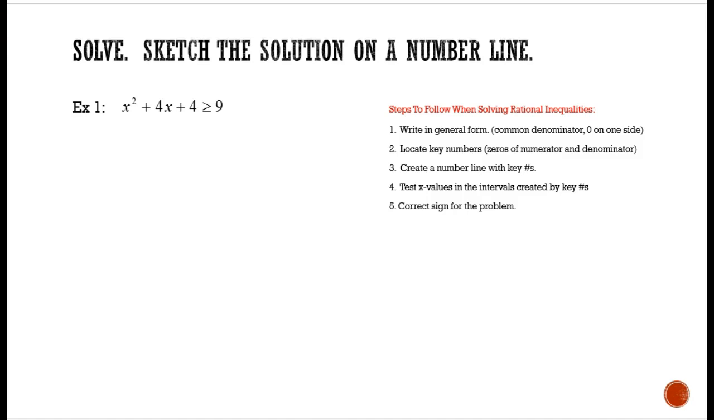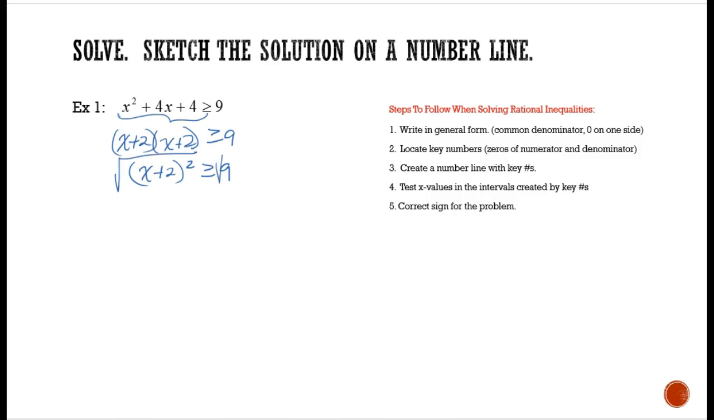So the first thing I would recommend you do if you have a trinomial like this is to factor it. And if you factor this, you get x plus 2 times x plus 2 is greater than or equal to 9. Well, I can rewrite this as x plus 2 squared greater than or equal to 9. And that's all fine and good. Now we're back to what we had previously done about extracting square roots.